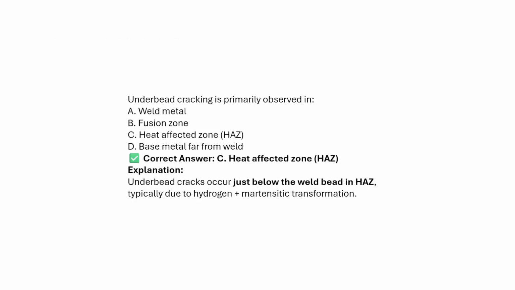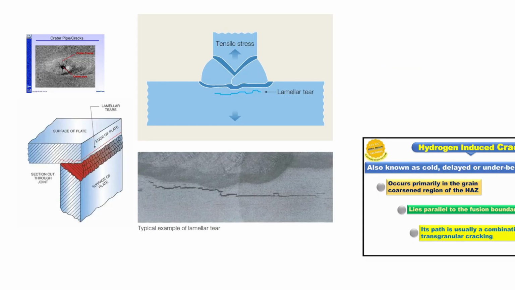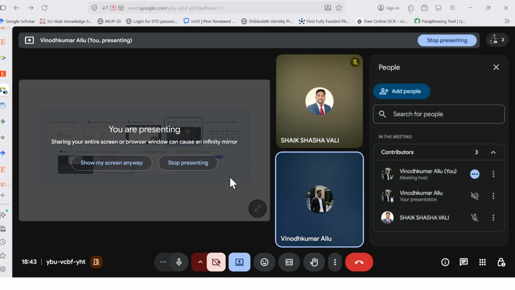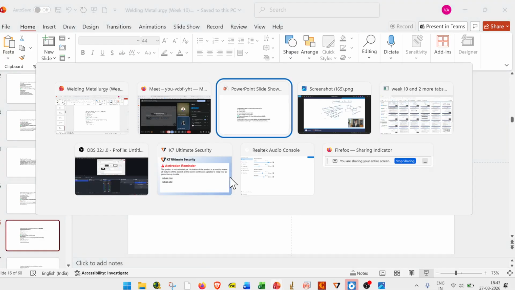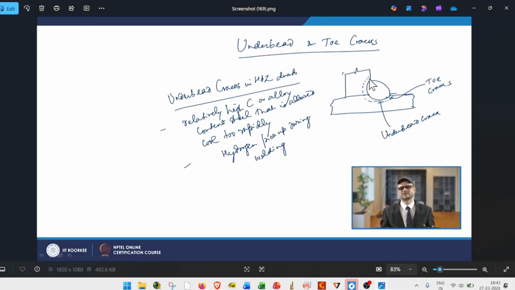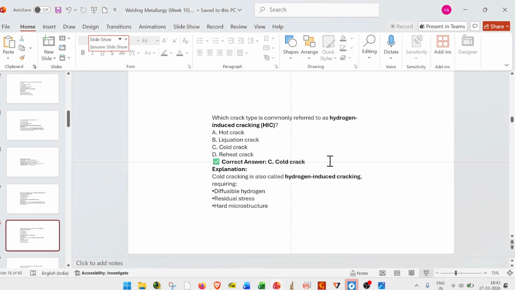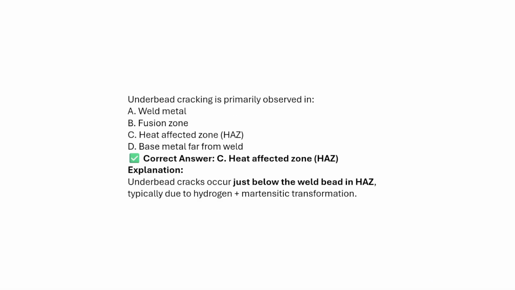Okay, let's see some problems. I think we have seen underbead cracking here. Where we can see, yeah, it is the underbead cracking. It happens below the weld bead. Toe cracking is at the intersection region between the weld bead and the base metal. That is where toe cracking occurs.